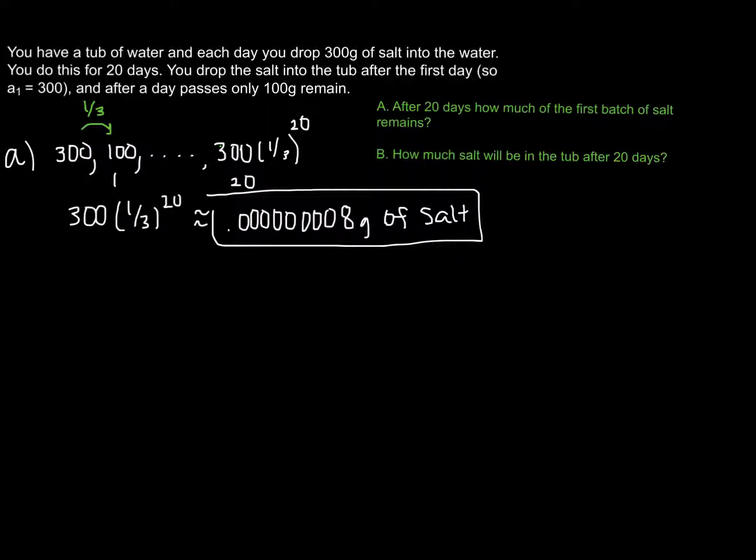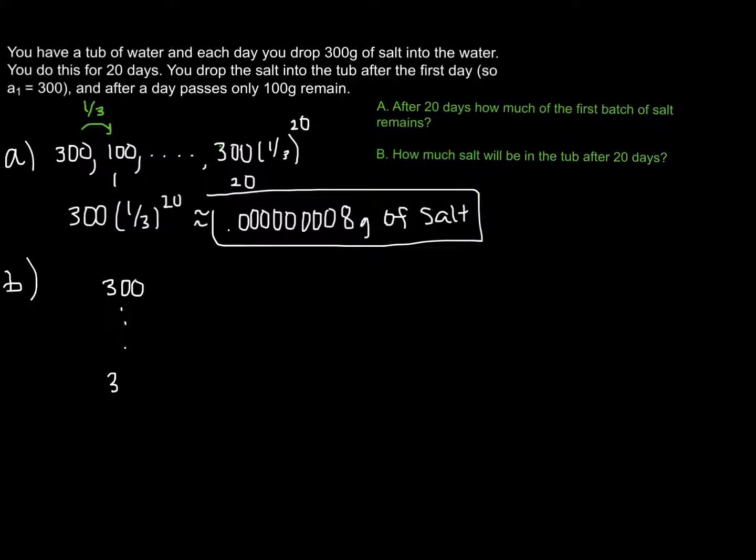That's because at the beginning of the first day, I put in 300 grams of salt, and that's a very, very small amount of salt. It's 0.00008 grams of salt. Okay, so very, very little, right? But that's only for the first batch of salt, and so I'd actually like to think about how much will be in the tub after 20 days, because each day I'm putting in another 300 grams of salt. And so this can be solved in the same way that we solved the last question, where we think about each 300 grams of salt and how much of it will be left over.